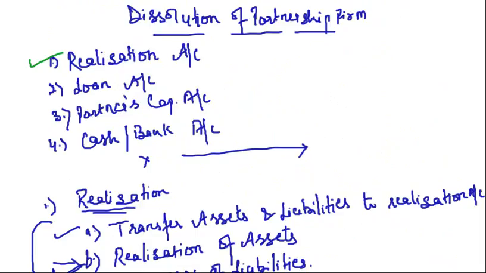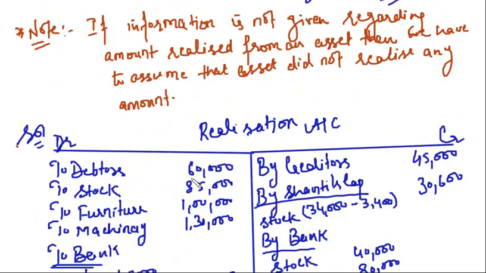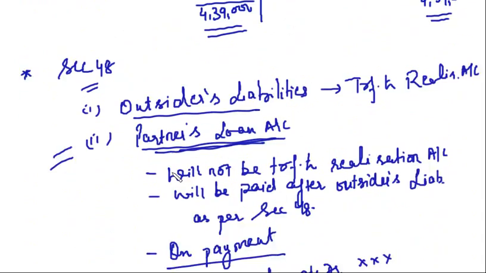Now what we have done is the realization account, and we have discussed the loan account also. So what we are left with is the partners' capital account and the cash or bank account. In one way or the other, we have discussed these also. We have discussed the journal entries regarding these two accounts. There is just a small piece of information that we will cover, and then we will be solving practical problems on these two. Clear, friends? I hope this realization account is clear. This is very important from the dissolution point of view, right?